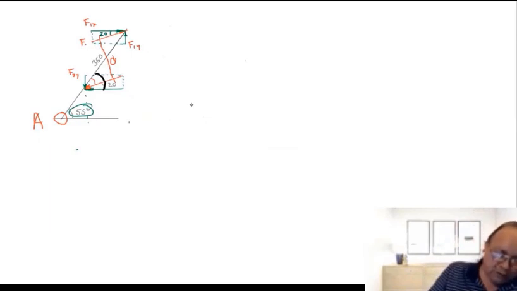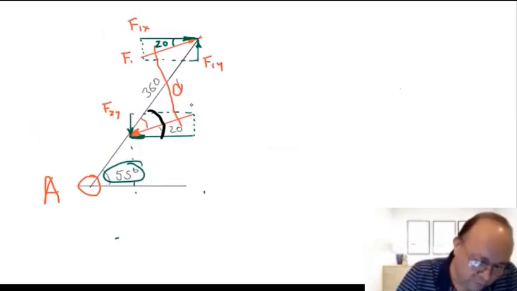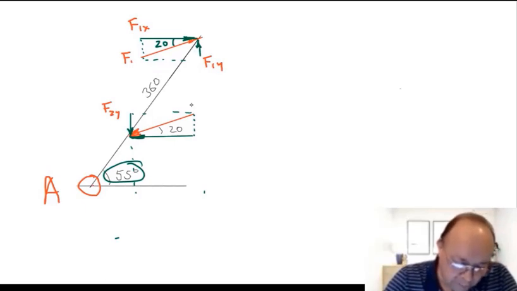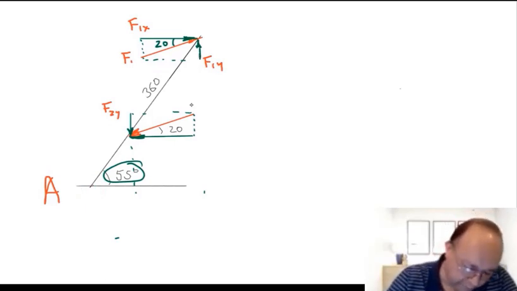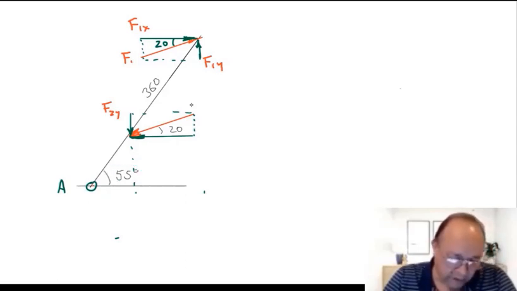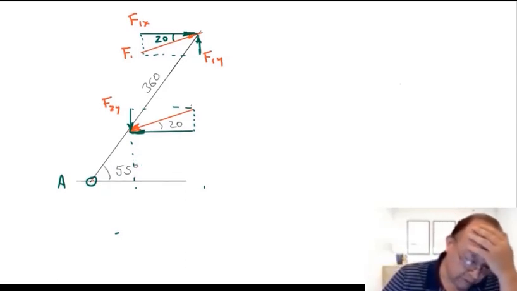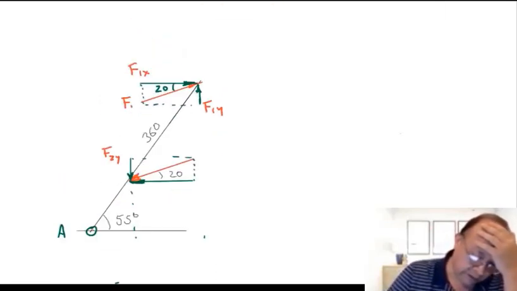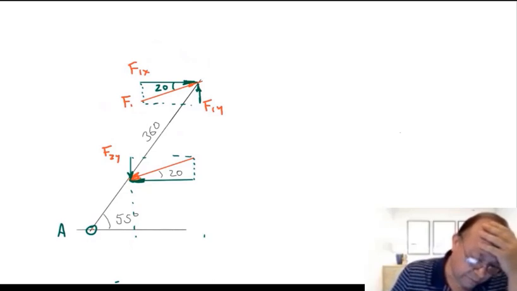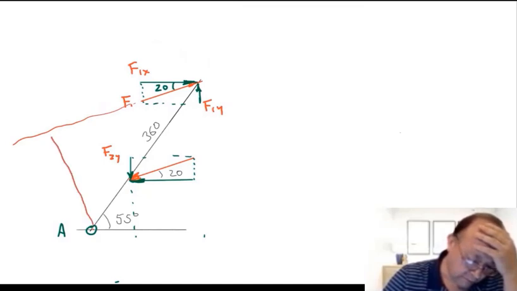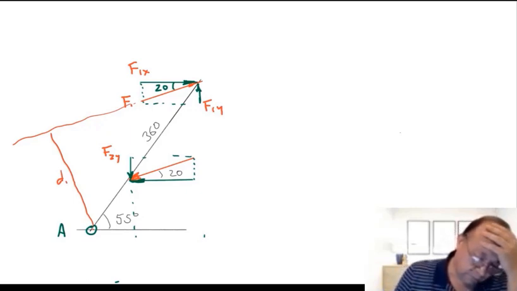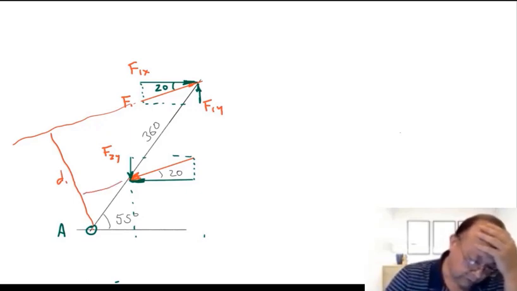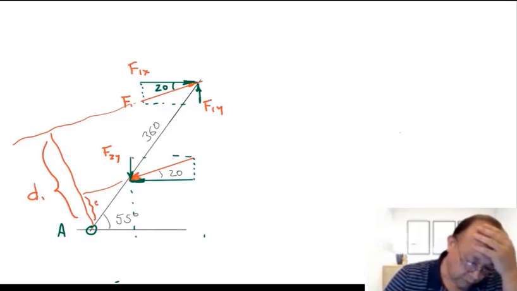So now we need to calculate the moment of these forces F1 and F2 with respect to point A. Everyone finds the best way that you want. For example, we can do it directly, force times distance. I need this distance. Let's call it D1. And let's call this D2.